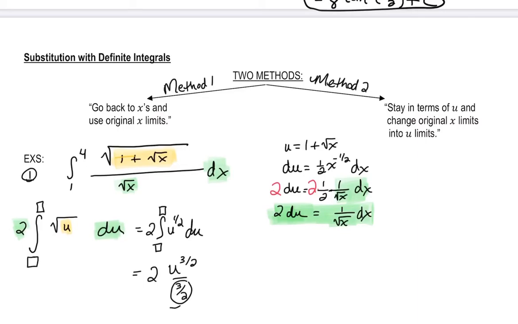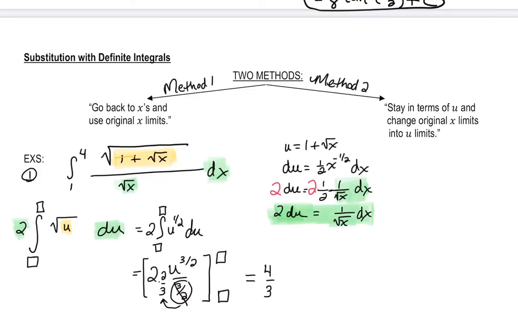And of course, hopefully you're at the point where you're just right away saying, oh yeah, that's like multiplying by 2/3. Okay, but this time I'm not going to put in a plus c because this is not an indefinite integral. It's going to be a definite integral. So I'm going to have numbers to sub in.